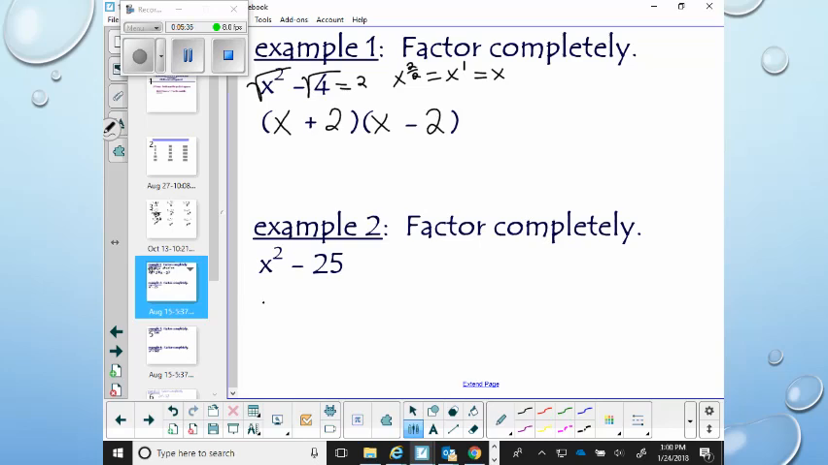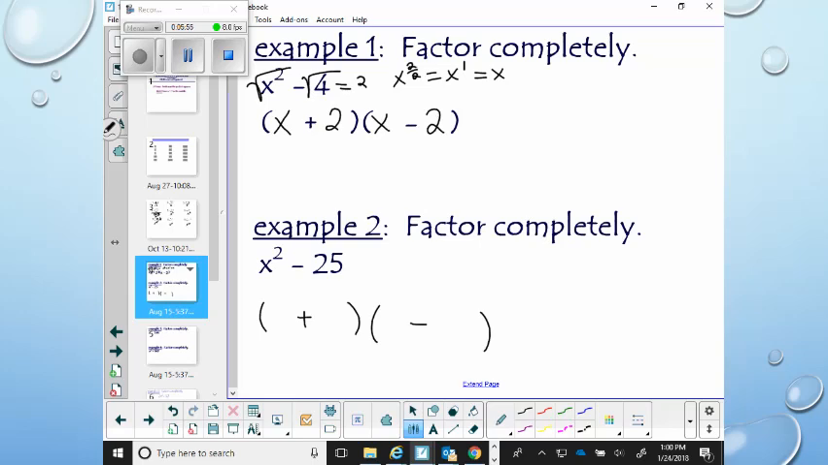Alright, so when you know for sure it's a difference, both terms are perfect squares, go ahead and set up two sets of parentheses. Inside your parentheses, you're going to have one plus, one minus. You can do plus and minus, or minus and plus. I don't care. You've got to have one of each. I tend to go plus, minus.